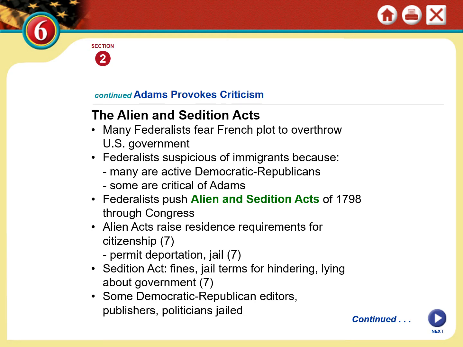So if you're looking for a good group project for this week, be some rebel journalists and be some anti-Federalist journalists and Democratic Republican journalists, who were publishing works saying that, hey, maybe this war with France was not so legitimate. And for saying those things, they could be thrown in jail for a period of time.